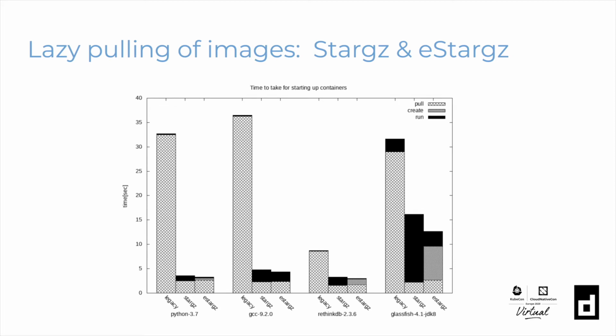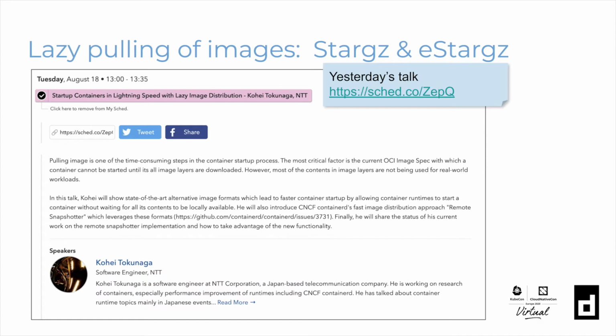This chart shows the startup latency of several containers such as Python and GCC with the legacy OCI format, stargz, and eStargz. With eStargz, the startup latency can be significantly shortened. It's about 7 or 8 times faster compared to the legacy OCI format in the best case. Further detail of lazy pulling was presented yesterday. The slide deck is available at the URL shown on this screen.